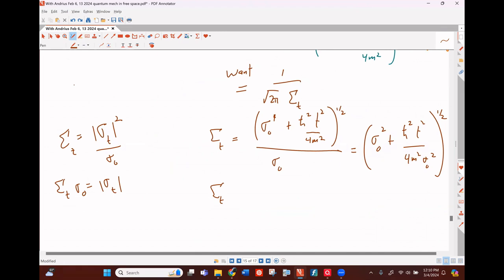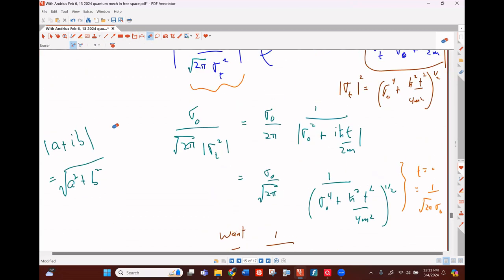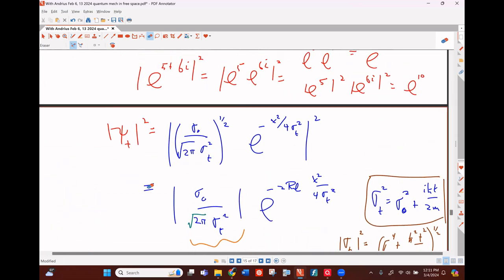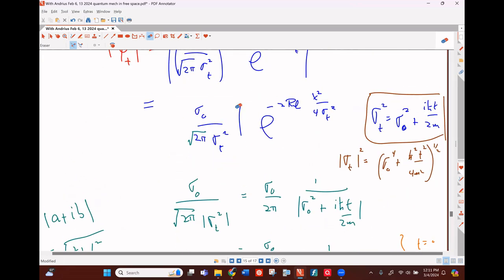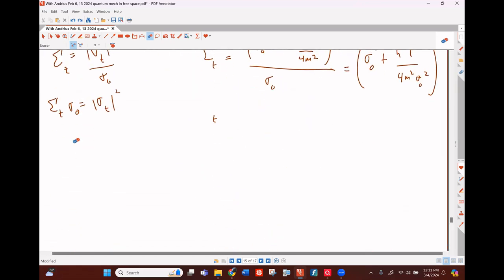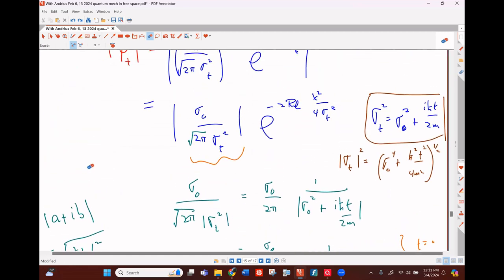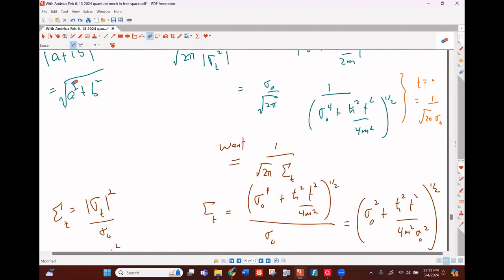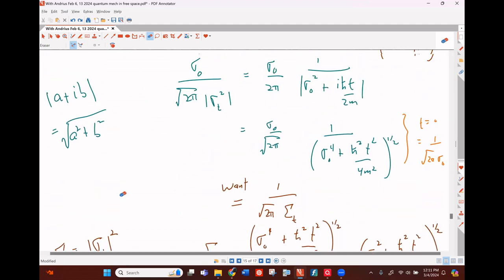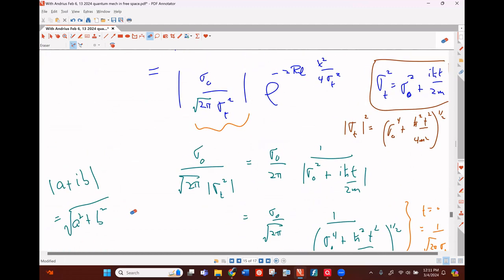So let's continue here. What were we after? We were trying to find the modulus of this, and we found that. But that's now the big sigma t. That's the big sigma sub t, right? Well, that's our 1 over 2 pi. So this part here, sigma naught over square root of 2 pi? Yeah, we're writing this as 1 over the square root of 2 pi sigma sub t.